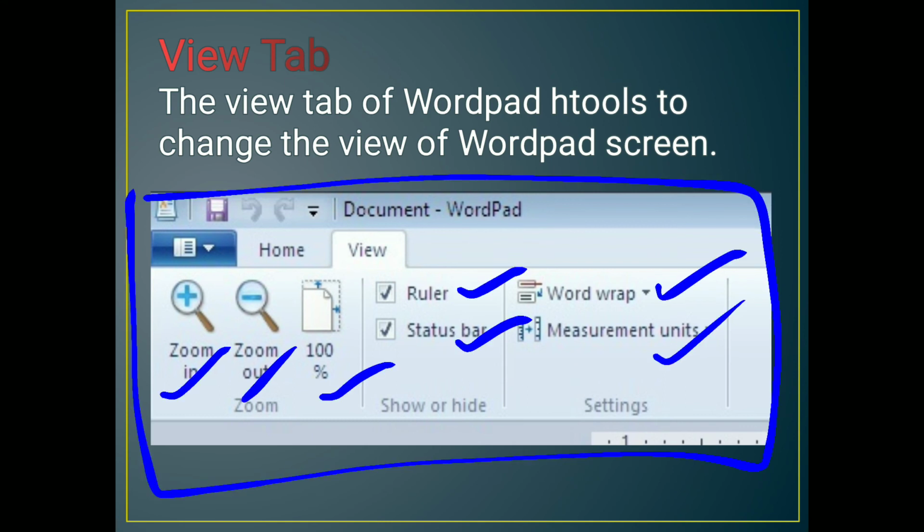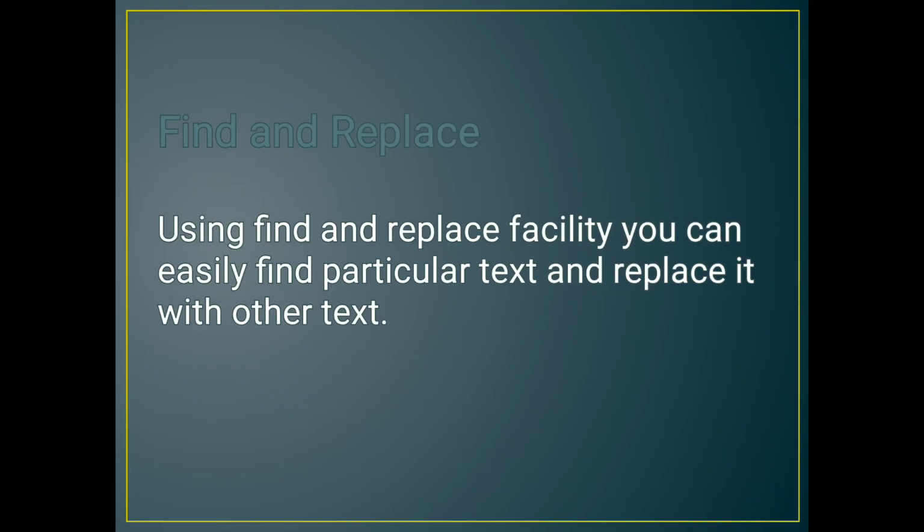The next point we will see is find and replace. Using the find and replace facility, you can easily find particular text and replace it with other text. Now open the text file in WordPad. In the ribbon menu on the Home tab, click the Replace option in the Search and Replace window. Enter the text you want to find and the text you want to use as a replacement. So using the find and replace facility, you can easily find particular text and replace it with other text.